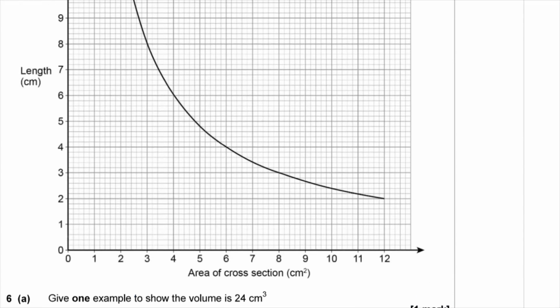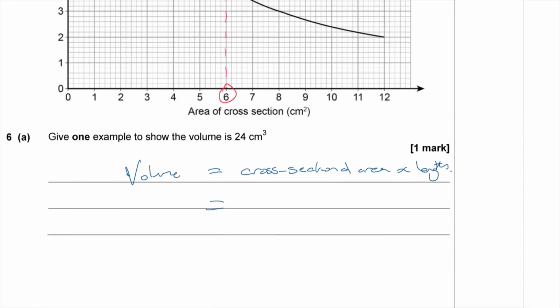So let's take this point here on the graph, because it's got nice easy points to read. So look, reading down from there, I can see that the area is 6, and reading across, the length is 4. So taking my area of 6 and my length of 4 and multiplying them together, you can see that does give 24 cubic centimeters.